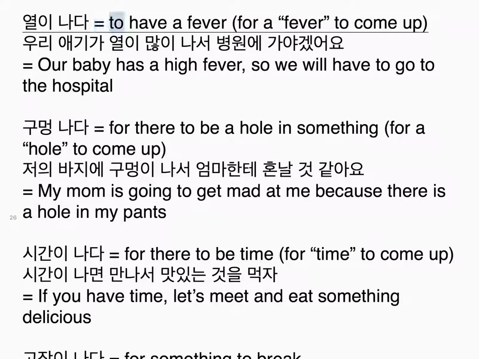열이 나다. To have a fever. For a fever to come up. 우리 애기가 열이 많이 나서 병원에 가야겠어요. Our baby has a high fever, so we will have to go to the hospital. 구멍 나다. For there to be a hole in something. For a hole to come up. 저의 바지에 구멍이 나서 엄마한테 혼날 것 같아요. My mom is going to get mad at me because there is a hole in my pants.